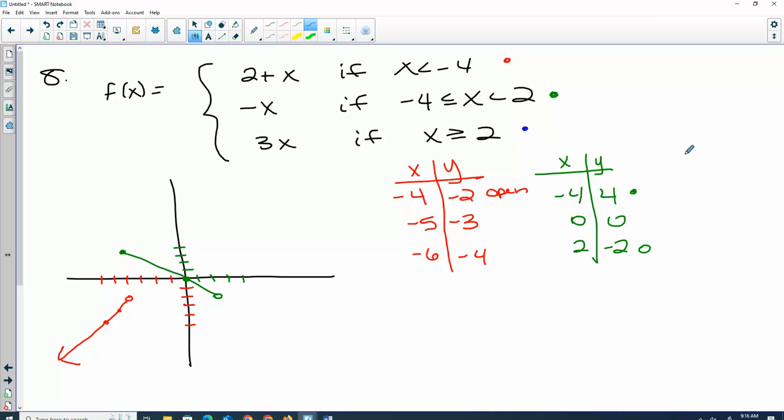This one, start at 2, equal to is closed, and we want things bigger. So 3 times 2 is 6, 3 times 3 is 9, 3 times 4 is 12. Two, 6. 4, 12. This started here and was for everything greater than 2. So it just keeps going.